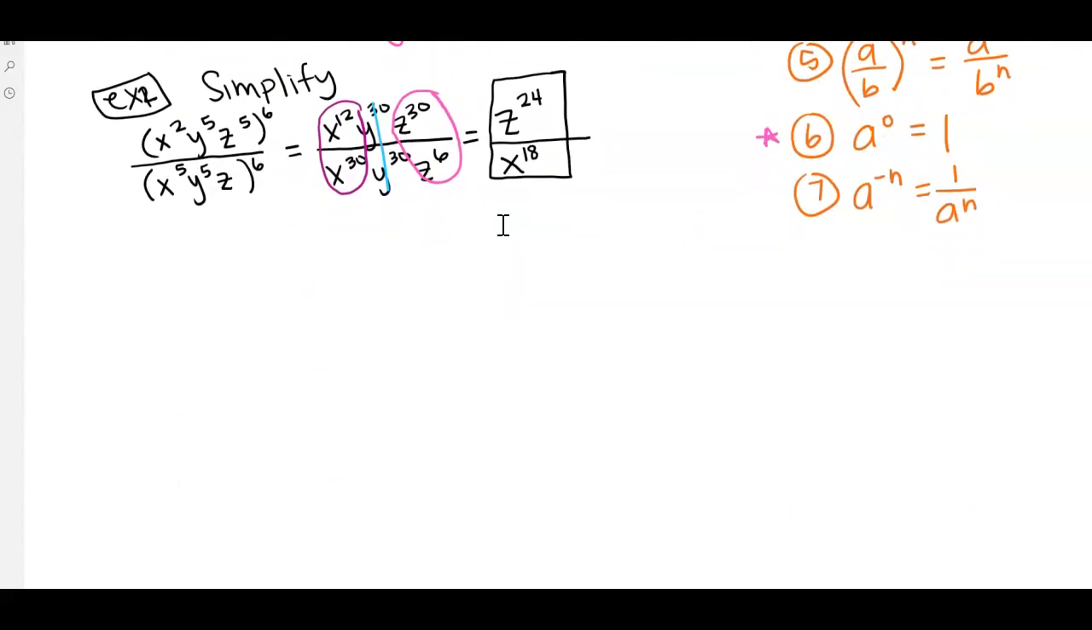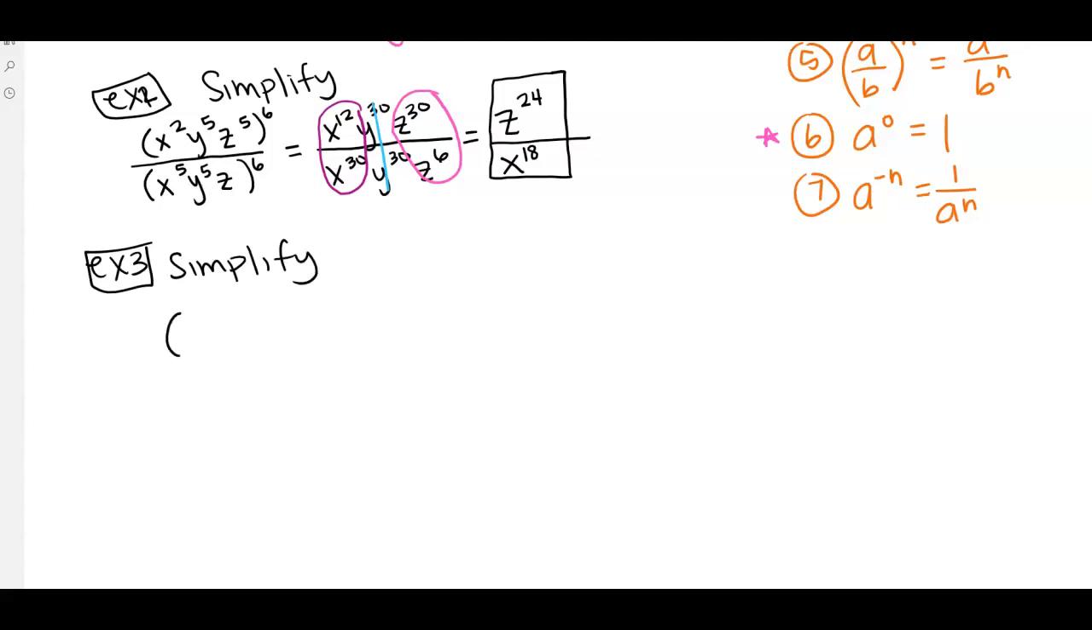Okay, I want to make sure we get to some problems with more negative exponents, because that tends to be where a lot of issues come up. So let's do one that has some negative exponents in it. Let's do this one together. We're simplifying.